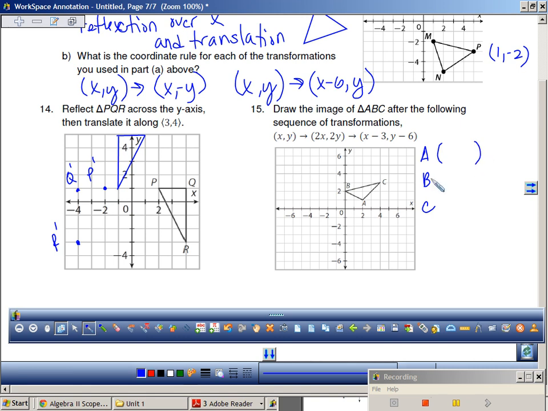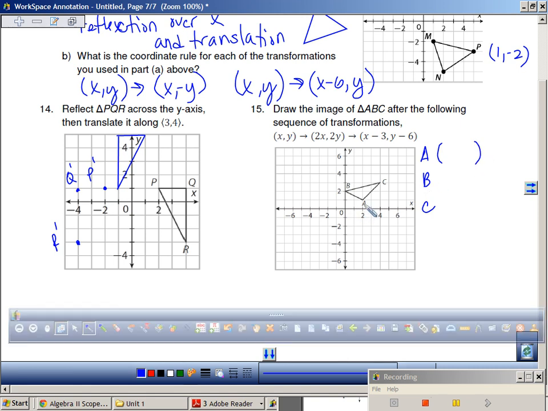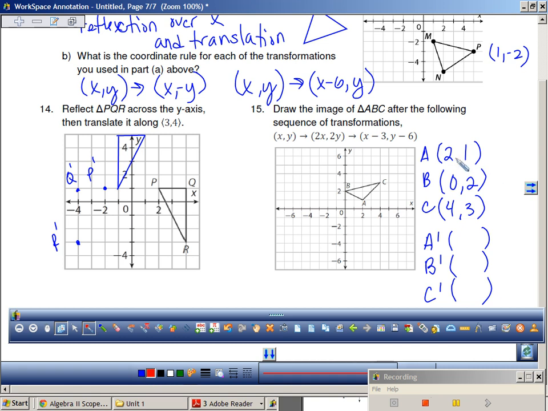So what's A? Original A, 2 and 1. 2, 1. 0, 2 for B. 3 is 4, 3. So if I want to get A prime, B prime, C prime, what would that be? 4, 2 for A. Wait, hold on. So what am I going to do to my 2? Times 2, because that's what it tells me to do, right? Multiply them both by 2.